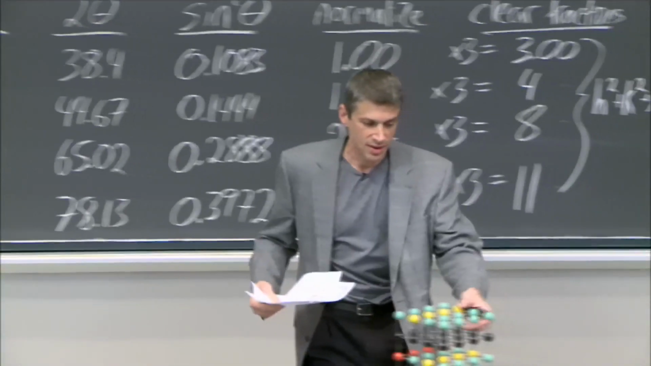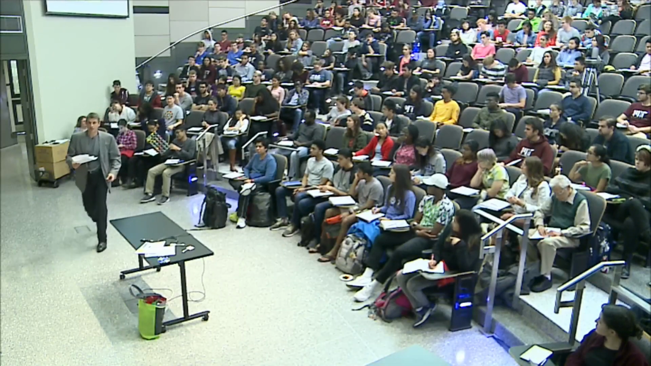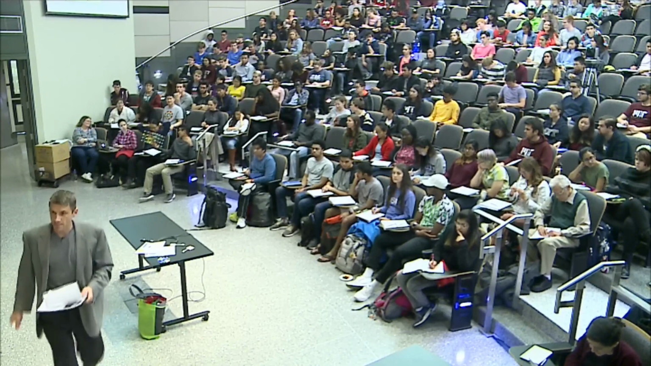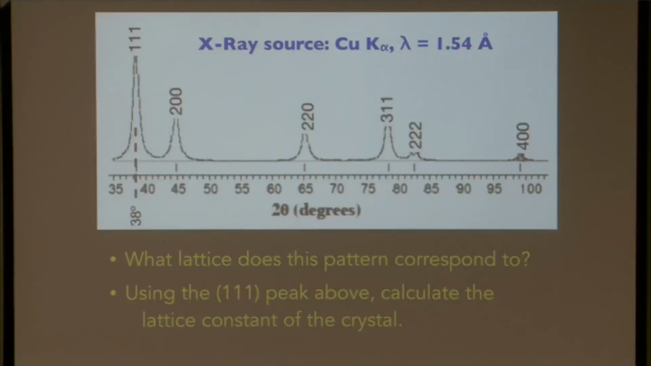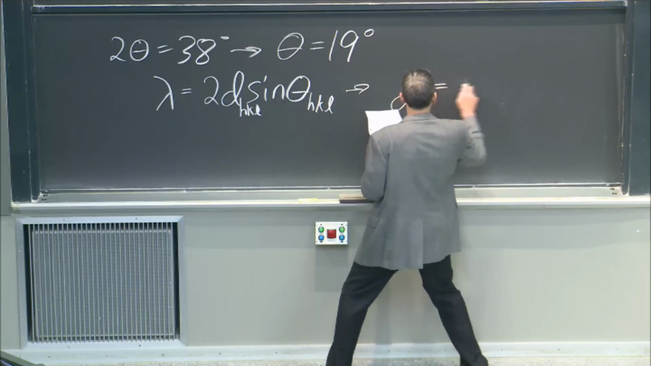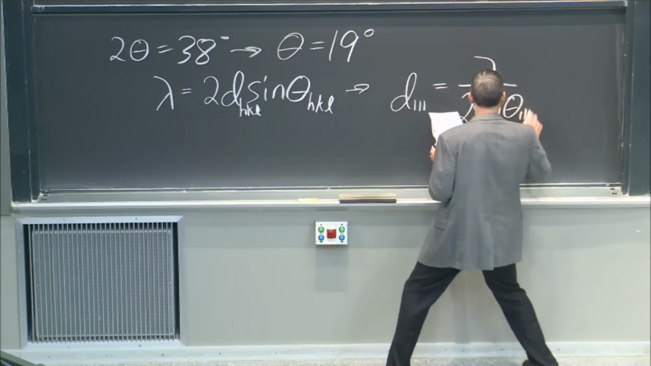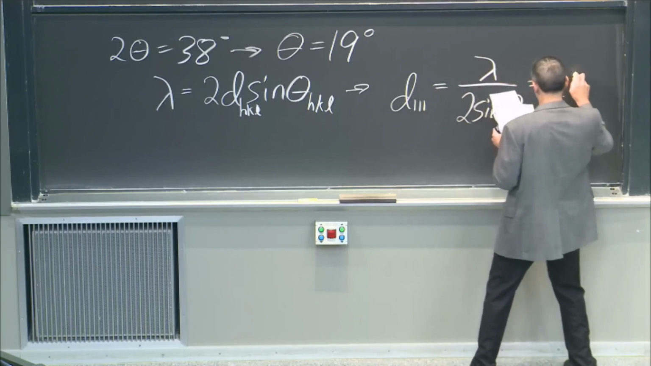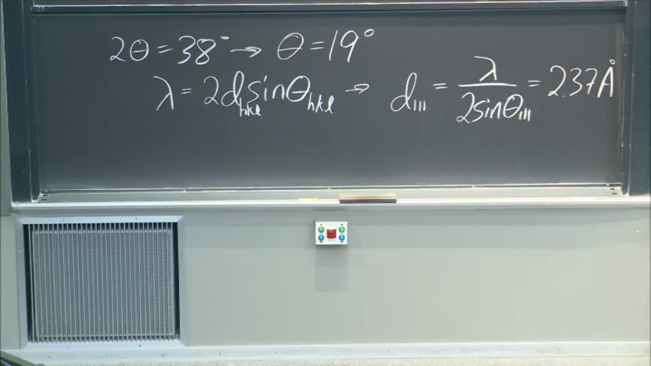Let's pass this around so you guys can look at these planes. They're beautiful things. Now, that means that if I look at the first peak, I know what I've labeled them here. In the last one I didn't, and you wanted to find those, here I'm giving you the planes. So if I do that, then d111 equals lambda over 2 sine theta 111, which equals 2.37 angstroms. Have I answered the question?